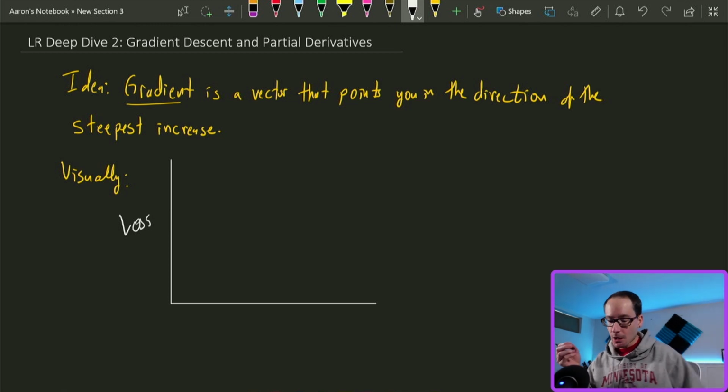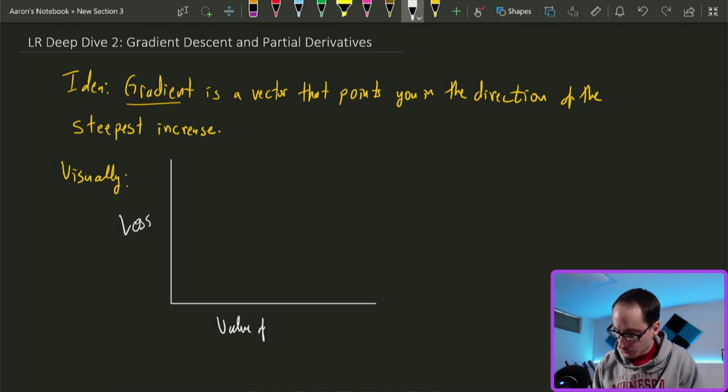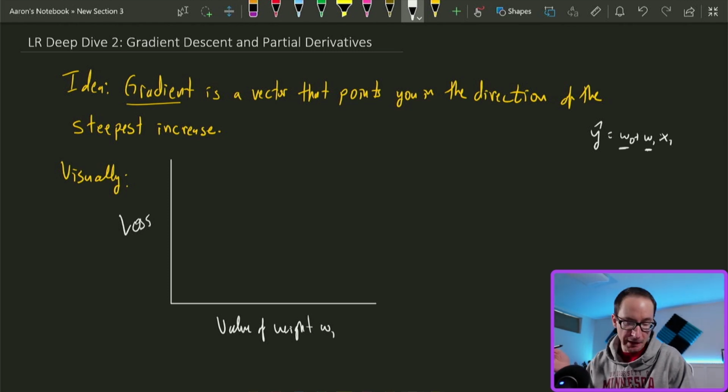Okay, so to help visualize, it's easiest in 2 dimensions. Let's take our loss function on the vertical, and for example, let's say that this is the value of some weight in our linear regression model, the value of weight, I'll say W1, right? So we have something like a predictor y is equal to W0 plus W1 x1, so maybe just a simple linear regression model, right? And we're trying to figure out what are the values for W0 and W1 that would give us a line of best fit.